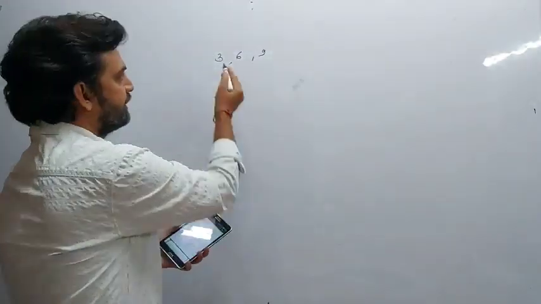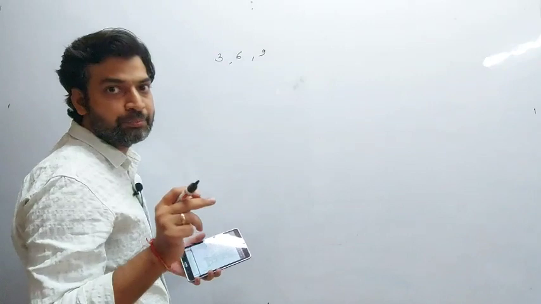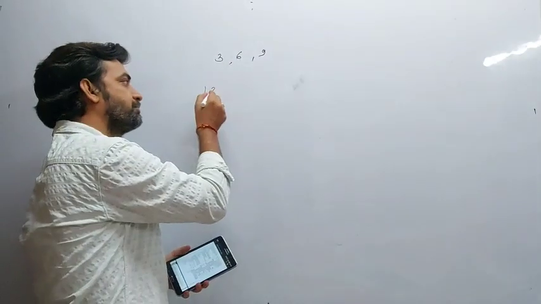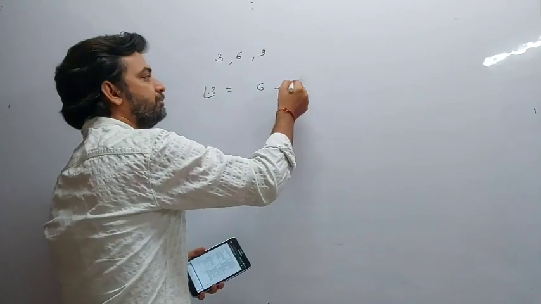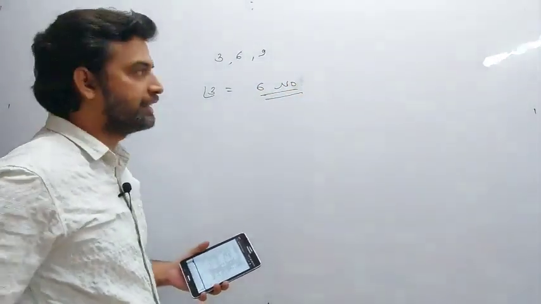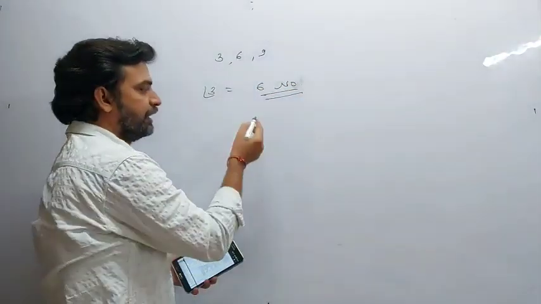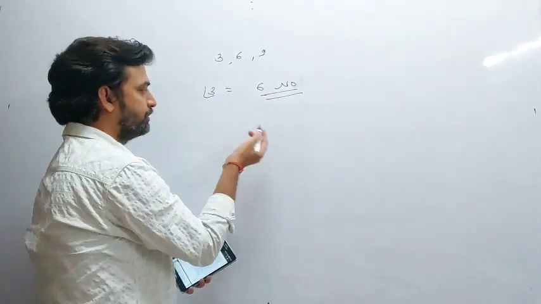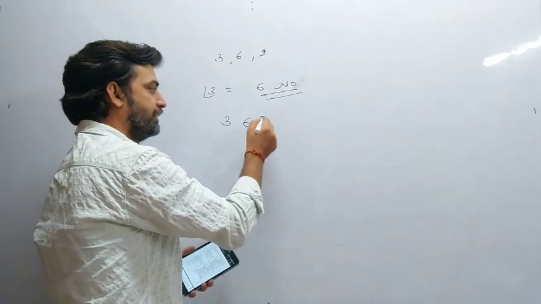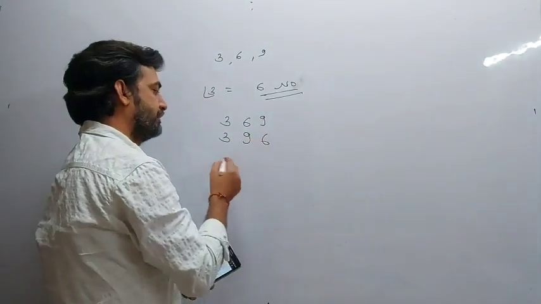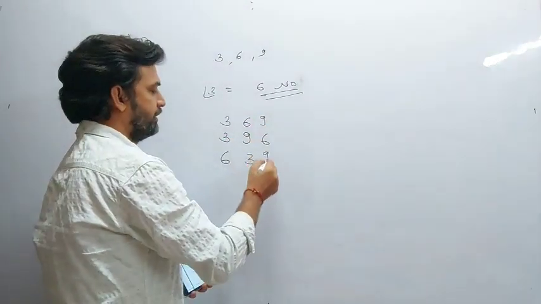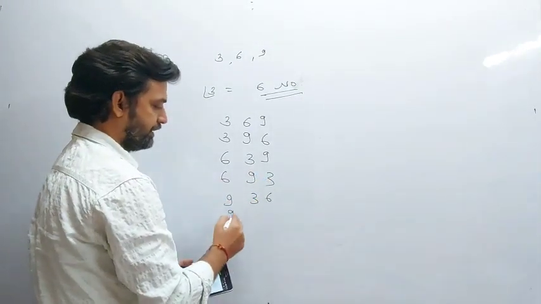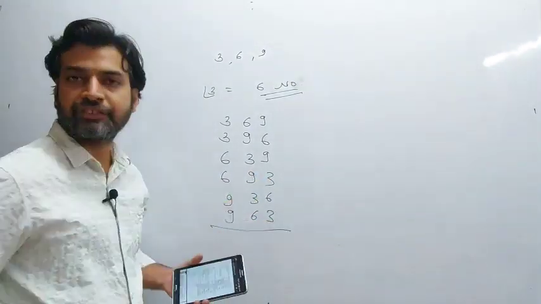With 3 digits, the total number of possibilities for creating these numbers is factorial 3, which means a total of 6 numbers, with every digit taking every place. I'll write down all 6 numbers: 369, 396, 639, 693, 936 and 963. These are the 6 numbers.